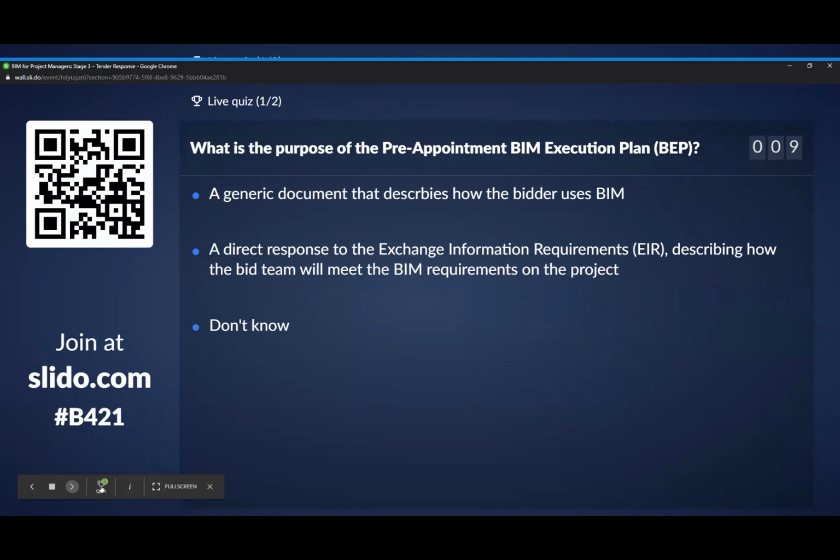Can I see results on this page? We're getting the results in. 12 people have responded so far, which is good. So right now people are still voting.